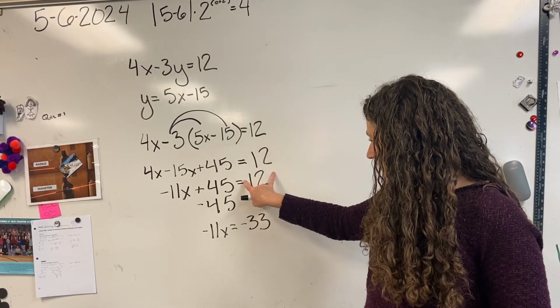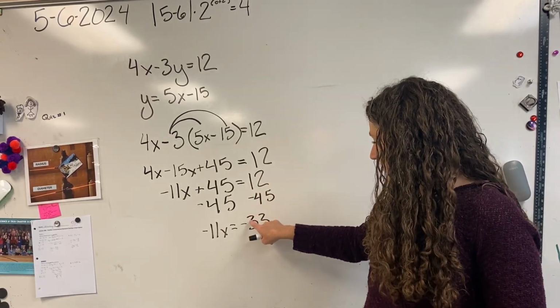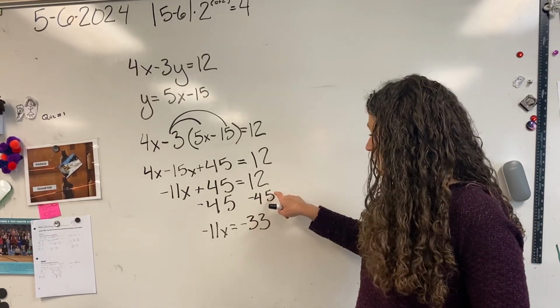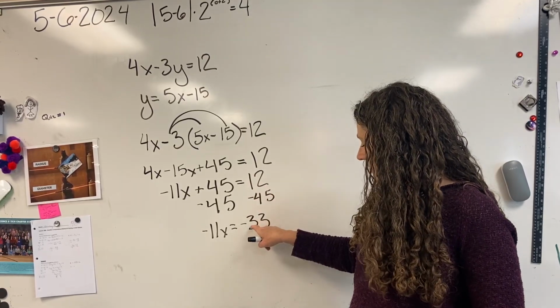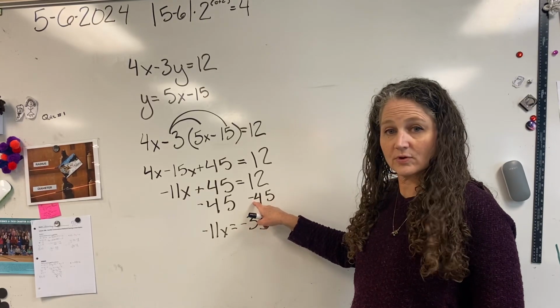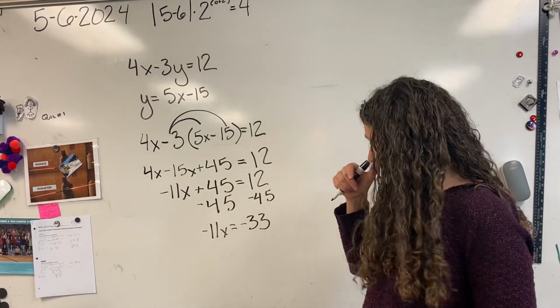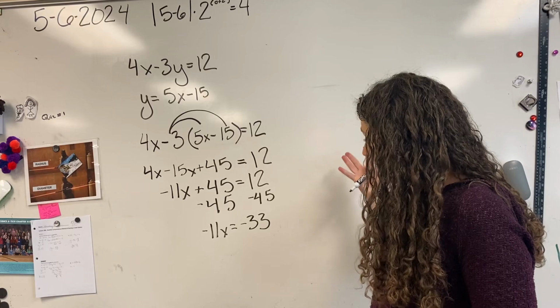An easy way to do that: their signs are different. The 45 is bigger, so I know it's going to be negative. And then I just do 45 minus 12. 5 minus 2 is 3. 4 minus 1 is 3. But I give the sign of the negative 45 because it was bigger. Okay. Negative 11x equals negative 33.